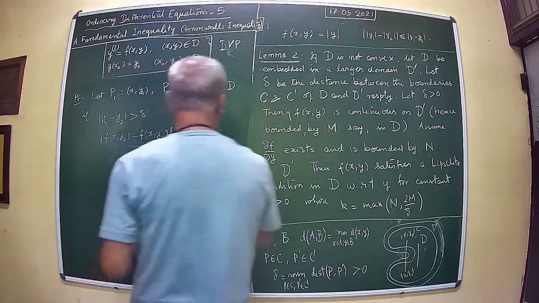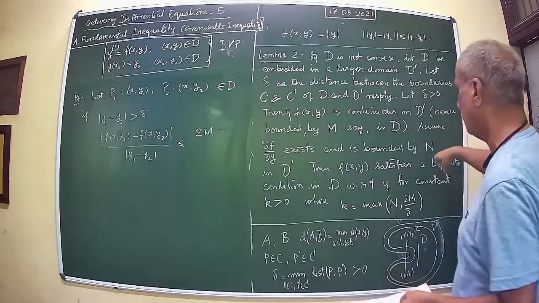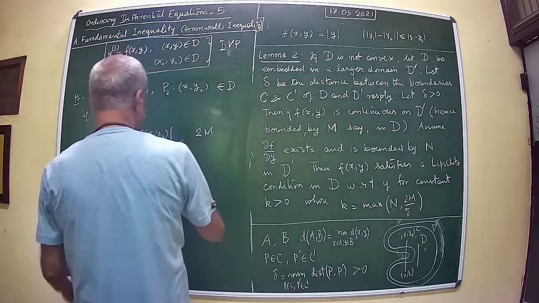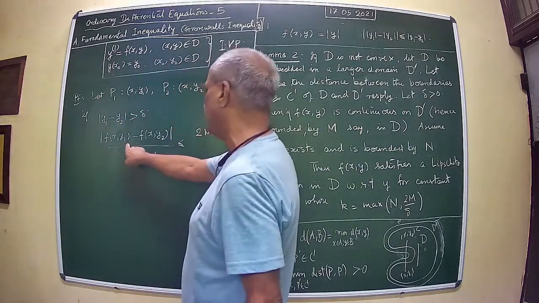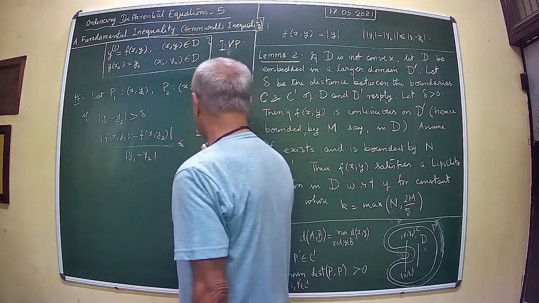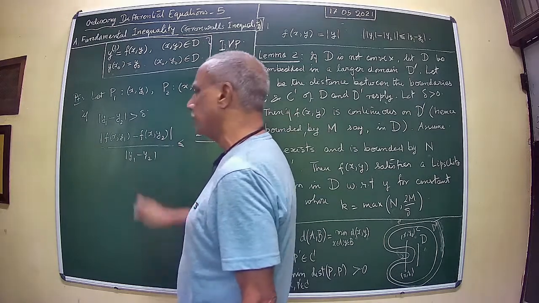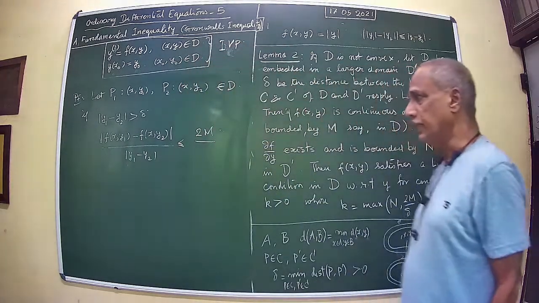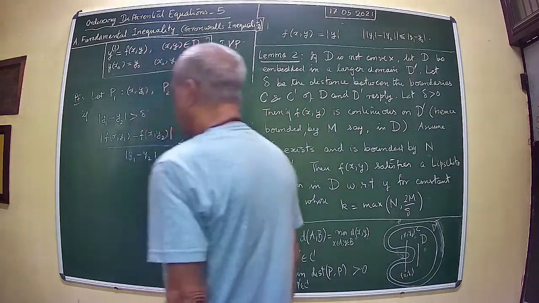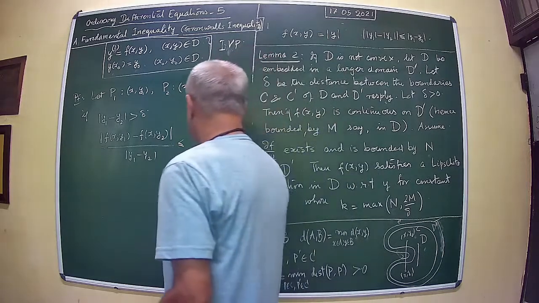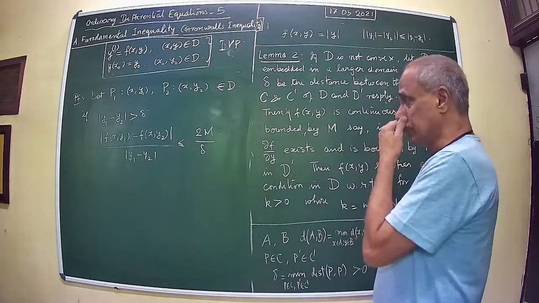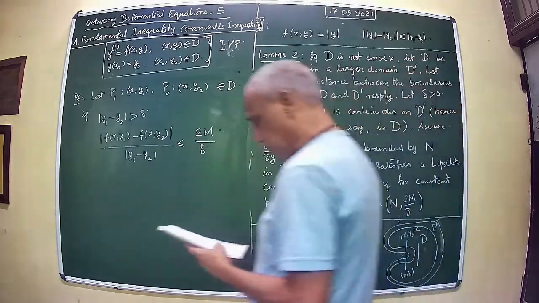2M. Why is it 2M? M is assumed to be the bound for f in D prime. Therefore, this is less than or equal to mod f(x,y1) plus mod f(x,y2). Each one is less than M. And you have mod y1 minus y2 is greater than delta. Therefore, 1 upon mod y1 minus y2 is less than 1 by delta. And therefore, this is the number that you get.